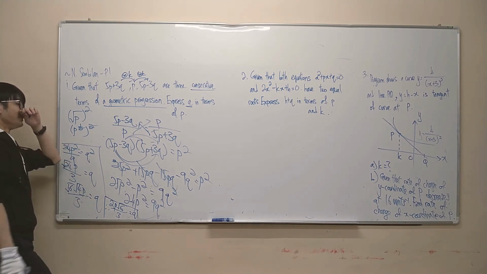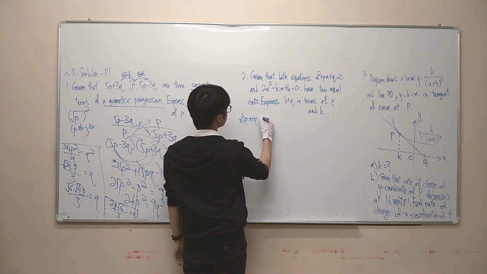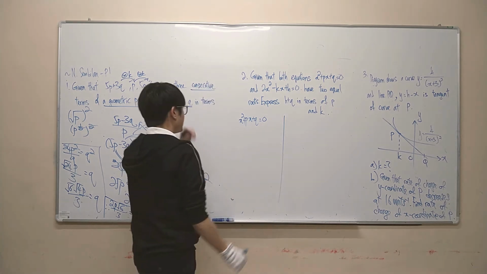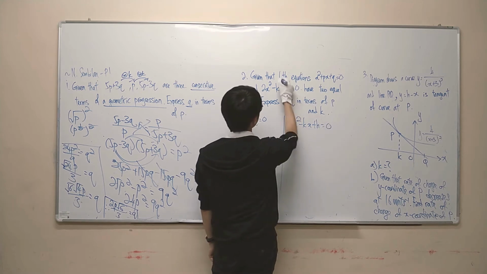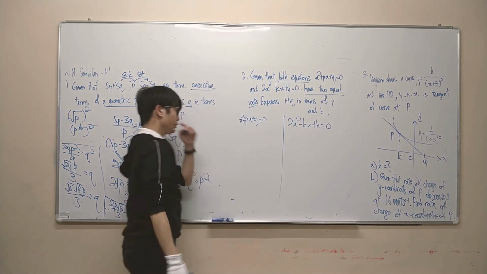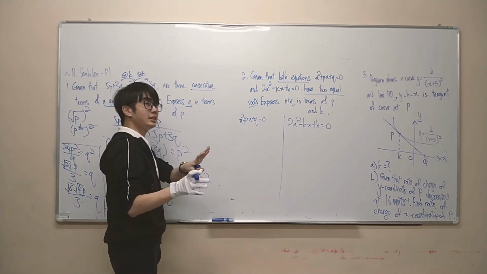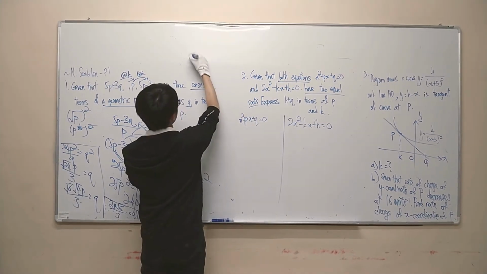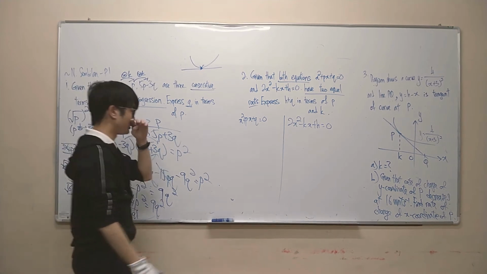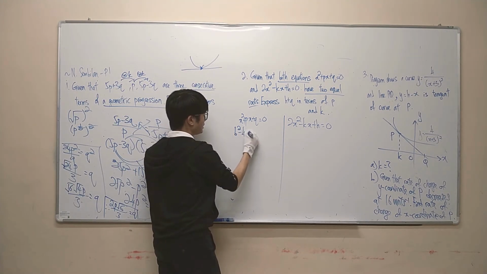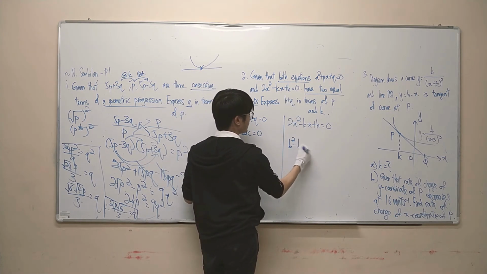Next, number 2. Given that both equation x squared plus bx plus q equals to 0, and the other equation is 2x squared minus kx plus h equals 0, and they say that both equations have two equal roots. It means you take the discriminant equals 0. Two equal roots here means 1 point. So b squared minus 4ac equals 0. For both lah, because they say both equation, right? So b squared minus 4ac equals 0.